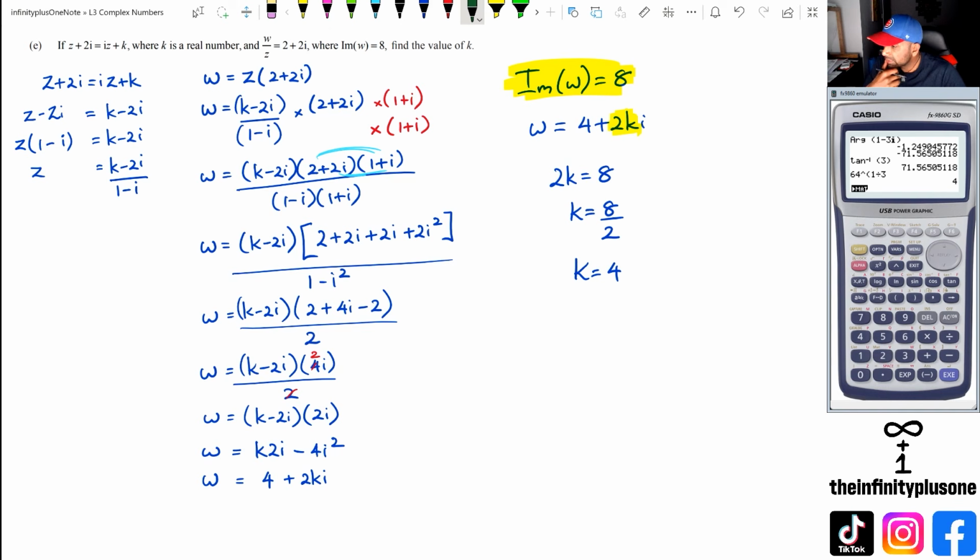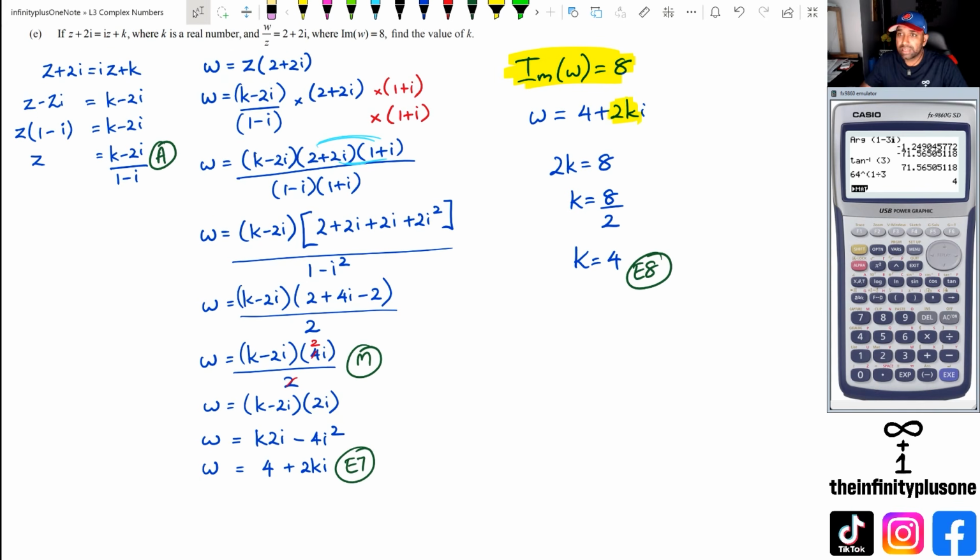Now, grades wise, the correct value of K with justification, I guess when they say justification, you're talking about all the working out here. So that is going to be an E8. E7 is reaching stage 3, which is this. Stage 2 is merit, which is up to here. And for achieved, it's the Z part right there. Doing that is an achieved. So folks, that is pretty much question 3.